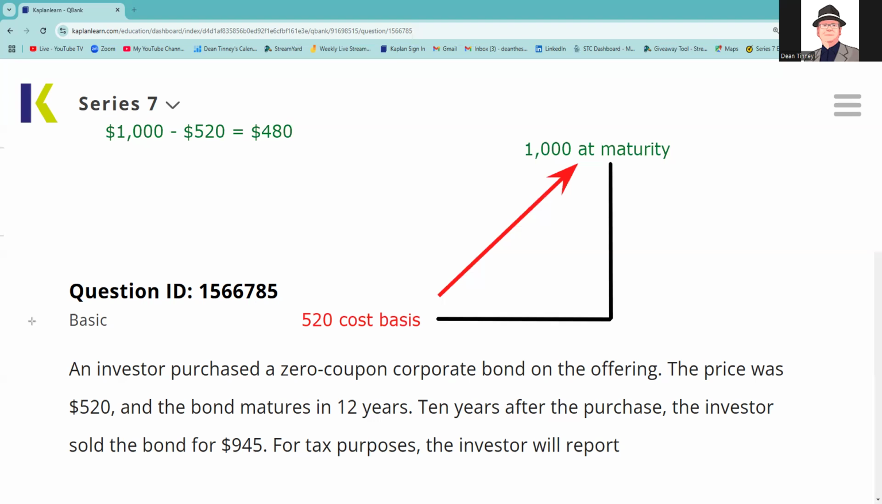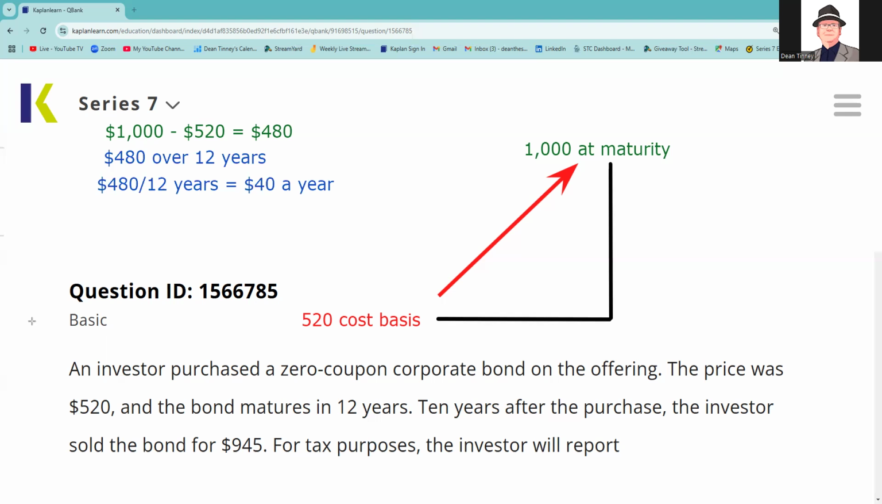As we said, we have to do straight line amortization upward. So if I'm making 480 over 12 years, that means I'm making $40 a year in imputed interest. So I'm going to owe taxes on that $40, which kind of sucks, right? So at $40 a year, for year one, it'd be 560 as my cost base, and I'm going to pay taxes on $40. At year two, it would be 600. Year three, 640. Year four, 680, right? You get the general idea here.